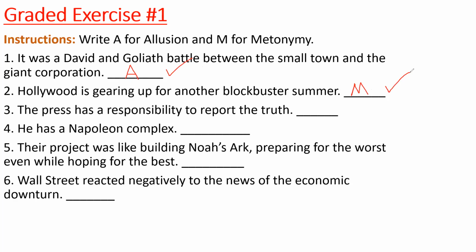Okay. Good. Number 3, the press has responsibility to report the truth. What is that? M. Very good. M, because the press here represents everybody, the whole news industry. That is media, that is reporters, not just the printed newspaper, but the whole media industry. Number 4, he has a Napoleon complex. What is that one? A. Allusion. Who is being referred to here?